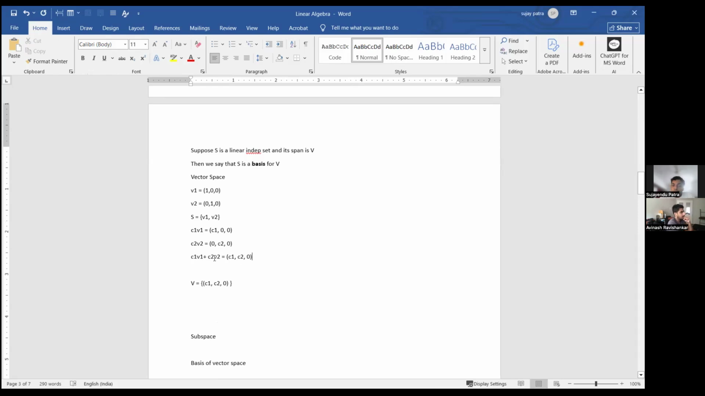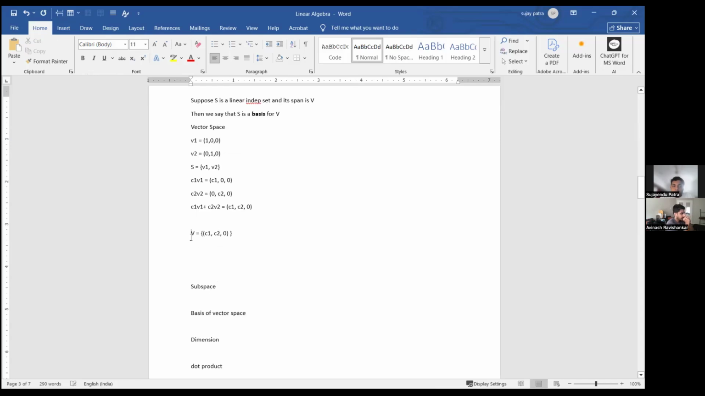And if we form all such linear combinations, we get this vector space V, where C1 and C2 can be arbitrary real numbers. Because you can put any C1 and C2 here, and you can create it like this, by C1 V1 plus C2 V2. Okay. So now this V is a vector space.